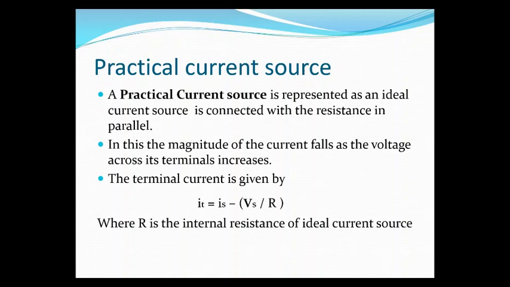So, practical current source. A practical current source is represented as an ideal current source connected with a resistance in parallel. In this, the magnitude of current falls as the voltage across its terminals increases. The terminal current is given by IT is equal to IS minus VS by R, where IT is the terminal current, IS is the source current, and VS is the source voltage, and R is the internal resistance of the current source.